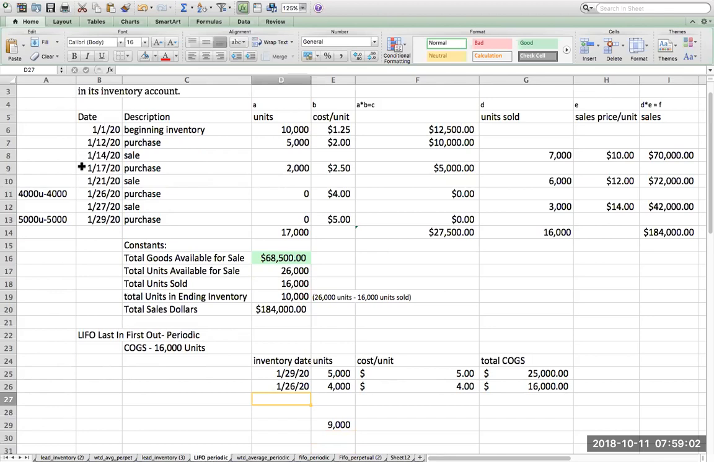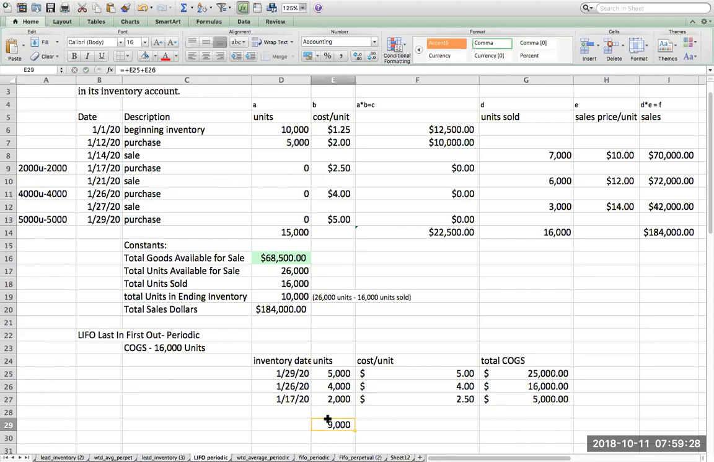My next inventory that I had purchased that I need to take to cost of goods sold is going to be 1/17/20. This will be for 2,000 units at a price of $2.50 per unit, for a total of $5,000. So once these 2,000 units are gone, we need to remove them. And we're now sitting at 11,000 units.